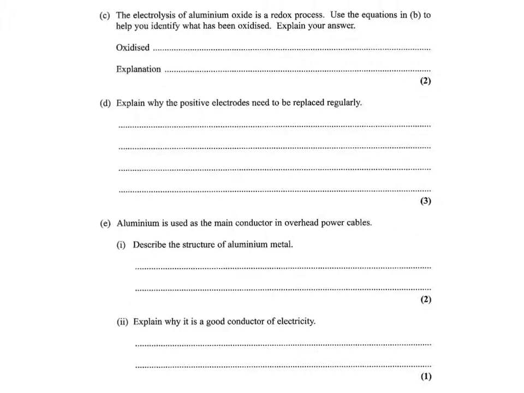So here you're being asked to identify what's been oxidized. Well, we've already answered that. It was the O2- ions, because they lost electrons. And if you were going to use the name of that species, that would be an oxide ion.